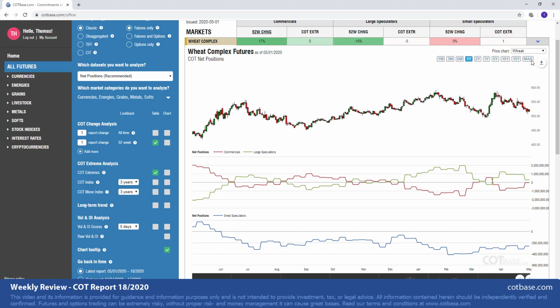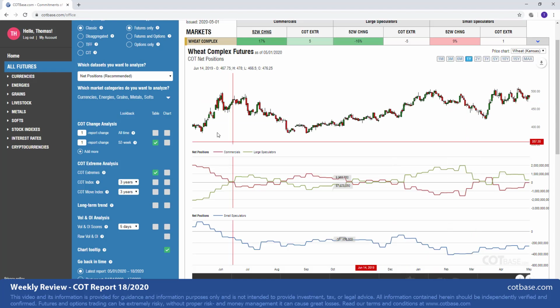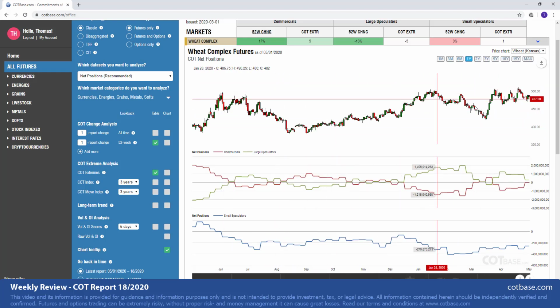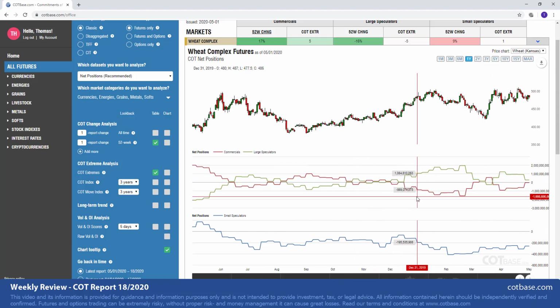So what we have here is the Chicago wheat. I'm trying to focus on the top right corner here. You see the wheat market over there, and we've got this combined COT report. If you were trading the Kansas City wheat but you're interested in the total wheat COT data, you can simply switch to the Kansas City wheat, and you will get that market. The price chart above will show you the Kansas City wheat, but below it's the same complex COT report that I just talked about.